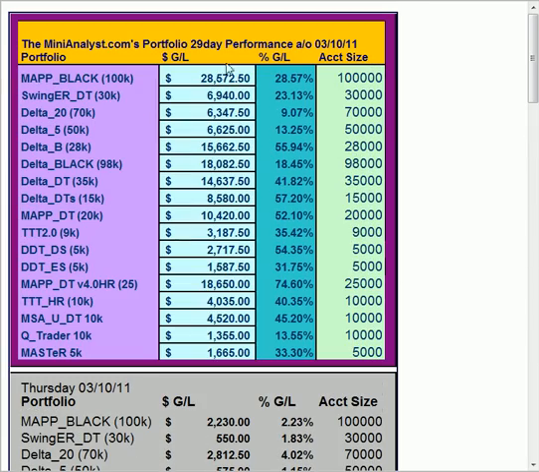Q Trader over the last 29 days should be right there. $1,400, not too bad. It certainly has been underperforming the MAPD2 version 4.0 HR, but over time it'll have less risk.